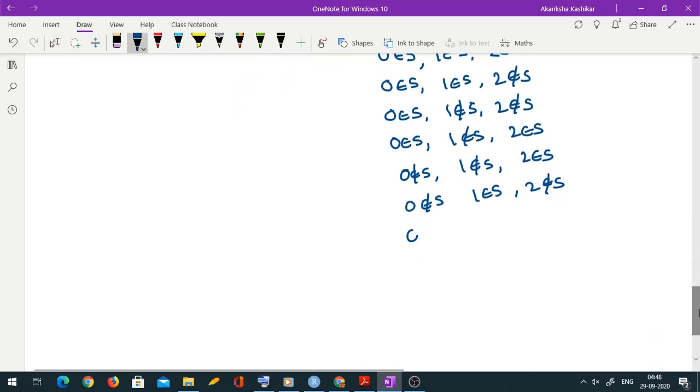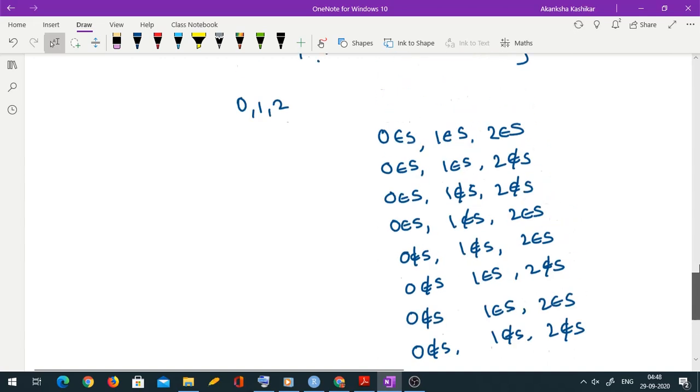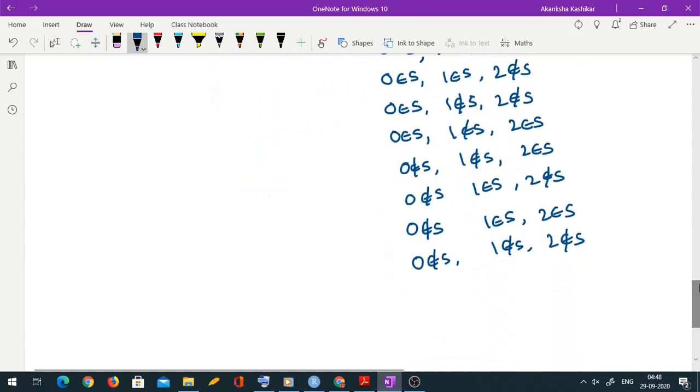Then I can also have 0 does not belong to S, 1 belongs to S, and 2 belongs to S. And I can also have 0 does not belong to S, 1 does not belong to S, 2 does not belong to S. Now first question, have we exhausted all possibilities? See, for 0, 1, 2, each of them can either be in S or S complement, so we have two choices, and these are independent of each other. So 2 into 2 into 2. So in total we have 8 choices.